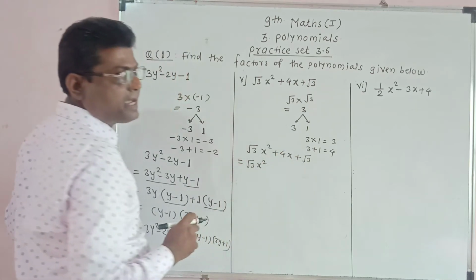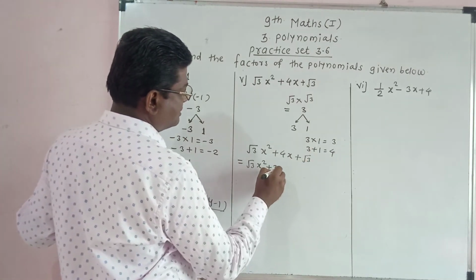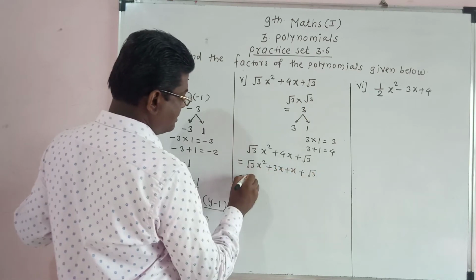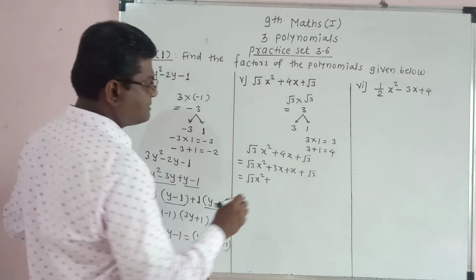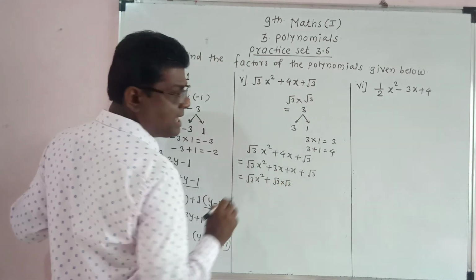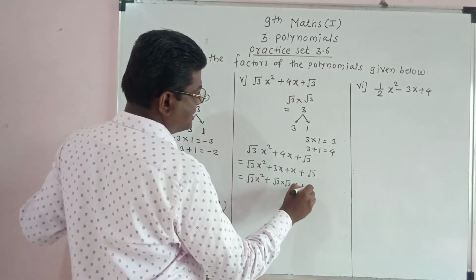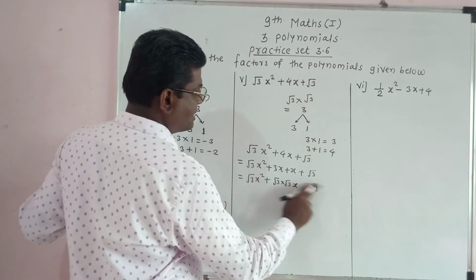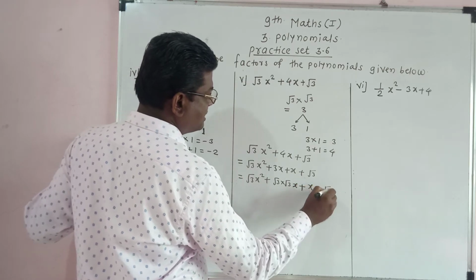Now this 4x can be split up as 3x + 1x. So √3x² + 3x + x + √3. Now this 3 can be written as √3 into √3. So this is √3x² + √3·√3 x + x + √3.